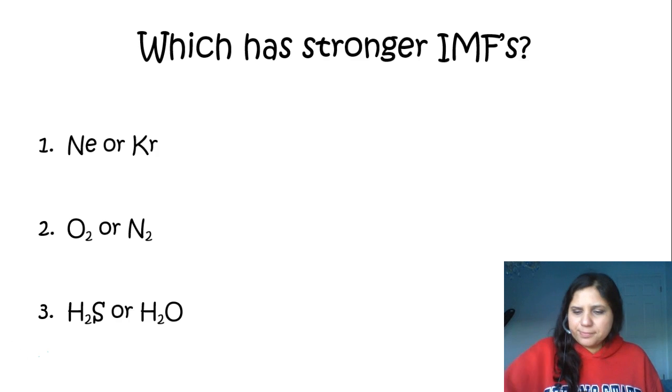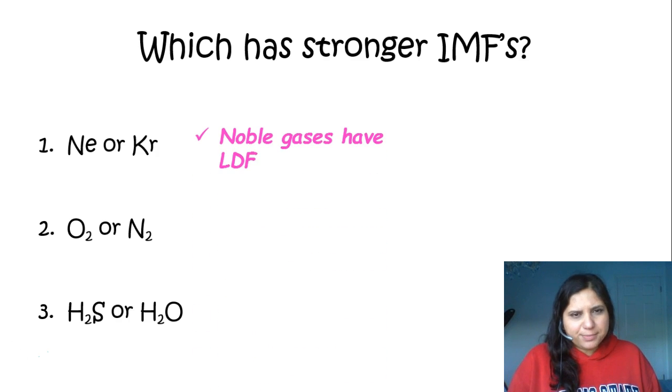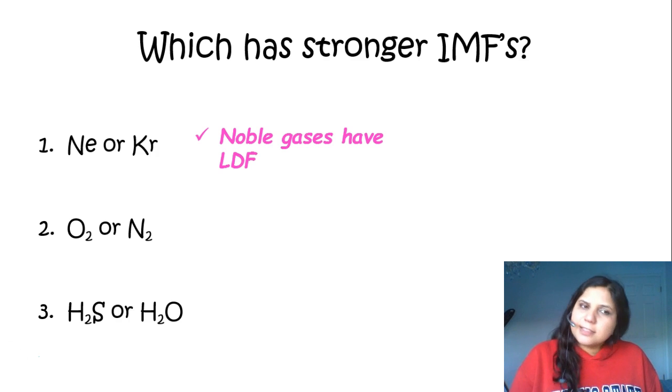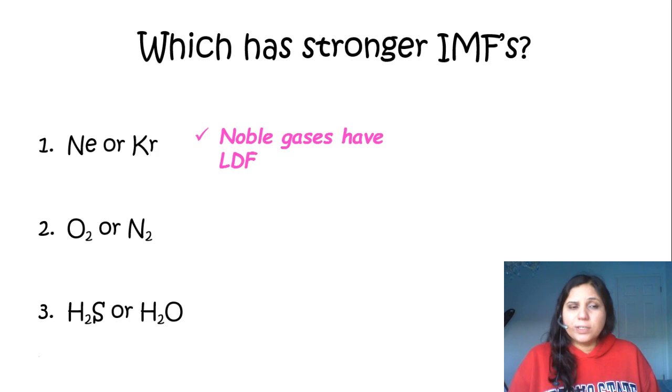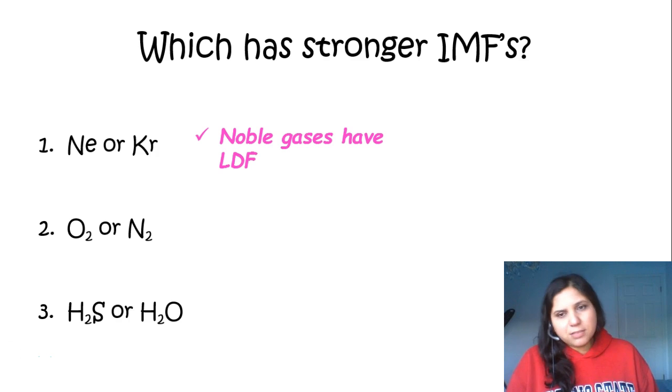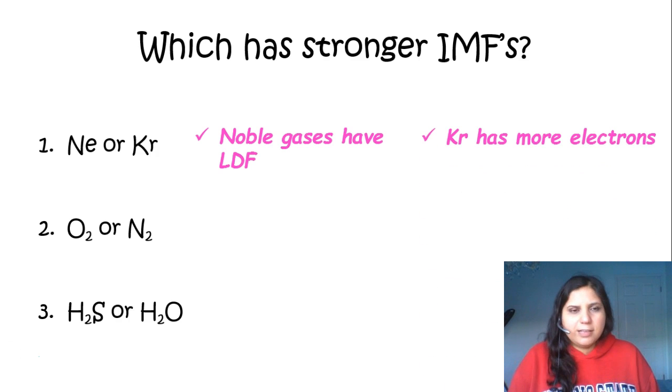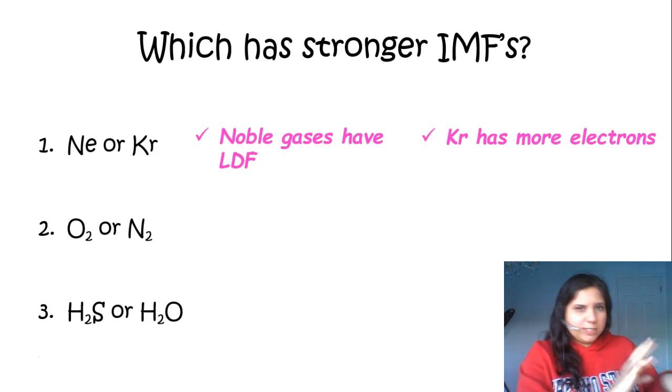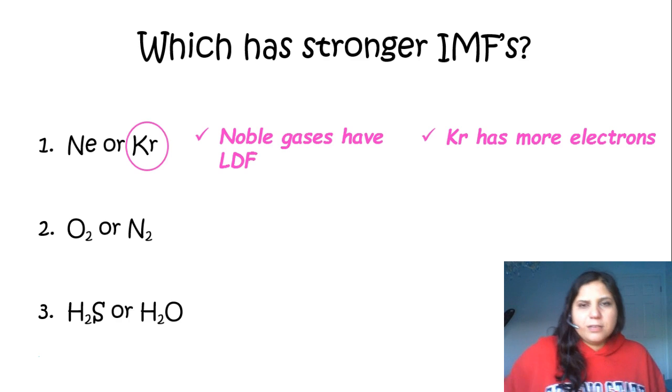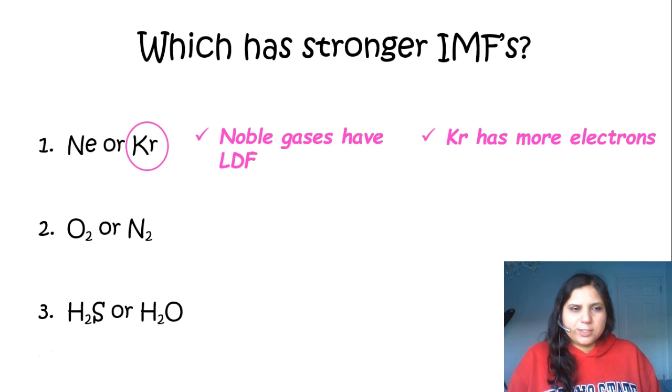These are just atoms, right? Noble gases. Well, all atoms, like noble gases, have London dispersion forces, and that's all they have because they're not polar. They're just atoms, so they just have London dispersion. So how do we tell which one has stronger London dispersion? Well, that's by which one has the highest molar mass, because it has more electrons. So between neon and krypton, krypton has a higher molar mass, therefore more electrons that can be instantaneously pushed to one side. So krypton would have stronger intermolecular forces.